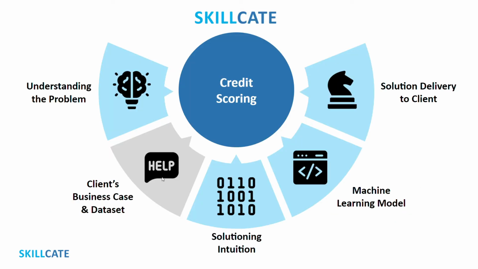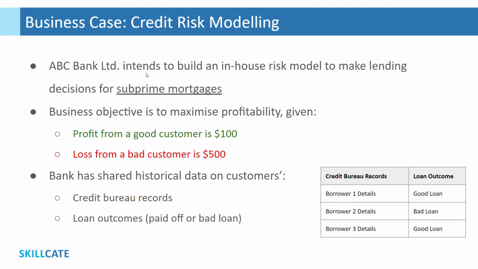Now let's get to the credit scoring business case we have in hand here. So our client is ABC Bank Limited. They intend to build an in-house risk model to make data-driven lending decisions for subprime mortgages. By the way, subprime mortgage is a type of loan granted to individuals with poor credit scores. Business wants to maximize their profits with an eye on market expansion as well. We also have details on profit business books on a good loan and loss incurred on a bad loan, which is $100 and $500 respectively.